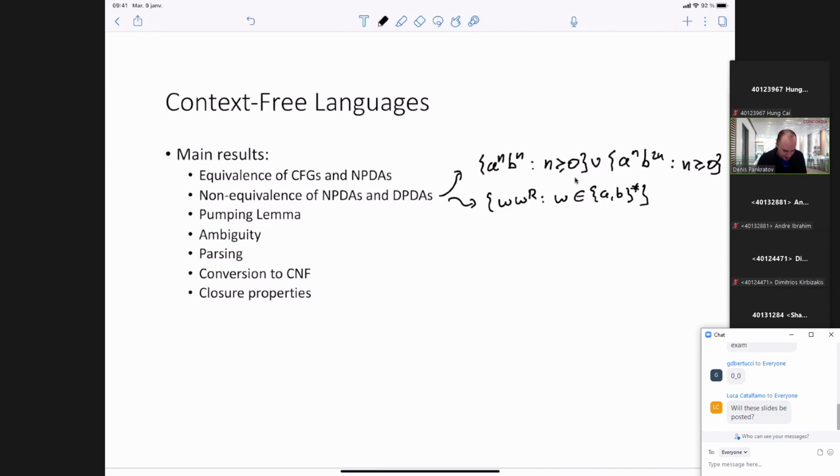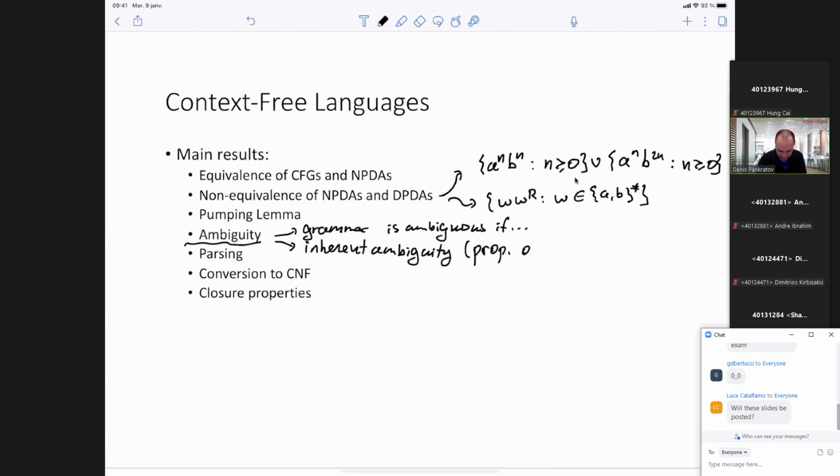So there is a pumping lemma, and ambiguity, and ambiguity has essentially two definitions, what it means for a grammar to be ambiguous. A grammar is ambiguous if, and so on. And inherent ambiguity. Inherent ambiguity is a property of a language.